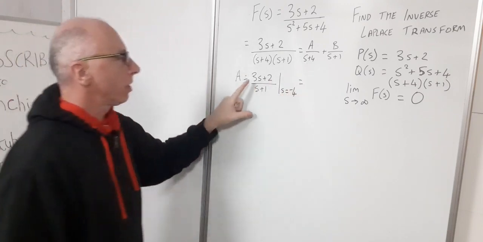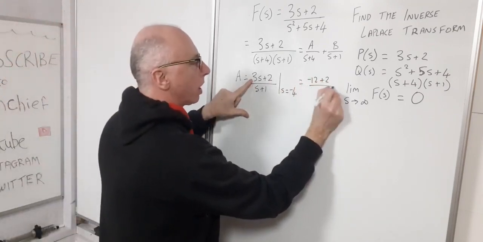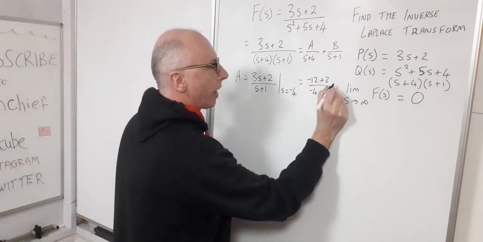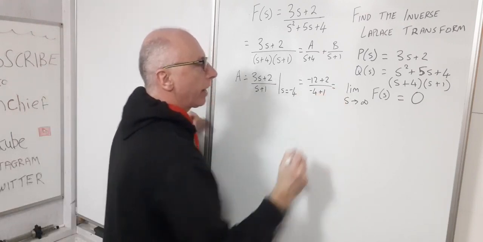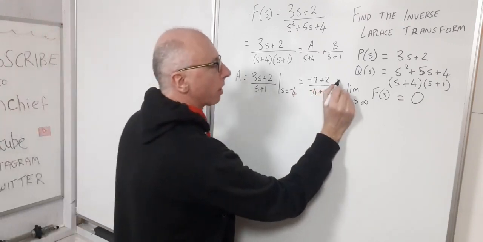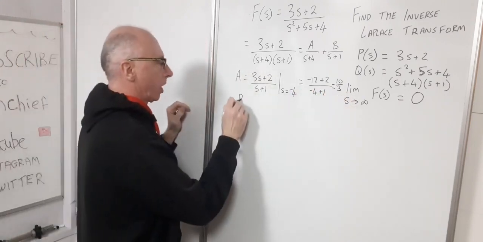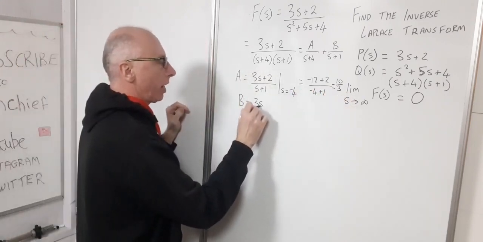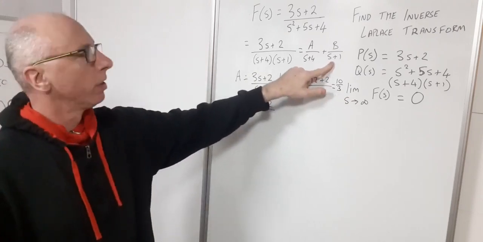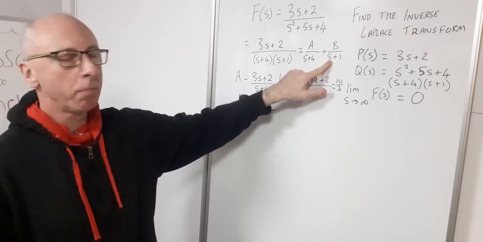So that will give us 3 times minus 4, that's minus 12 plus 2, over minus 4 plus 1. So then that will give us A equals minus 10 over minus 3, which is 10 over 3. So we do the same for our B. So B will equal 3s + 2. This time we want the (s + 1) to be evaluated when s + 1 is 0, i.e. when s equals minus 1.